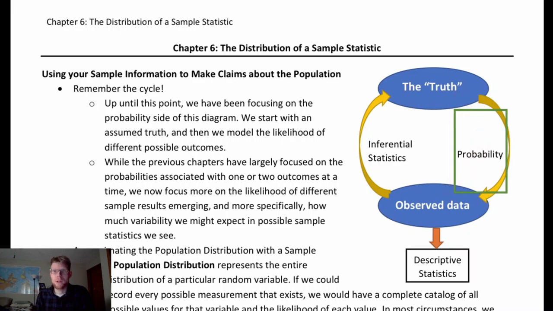So up until now, we've focused more on the process of probabilistically describing what could happen with maybe an individual event or observation. Now we're going to be thinking a little bit more about this observed data, where we think of it as a sample of multiple observations. So thinking about the likelihood of a particular sample result, and the likelihood of getting a particular sample statistic given there's a certain parameter and a certain distribution that we're drawing from.